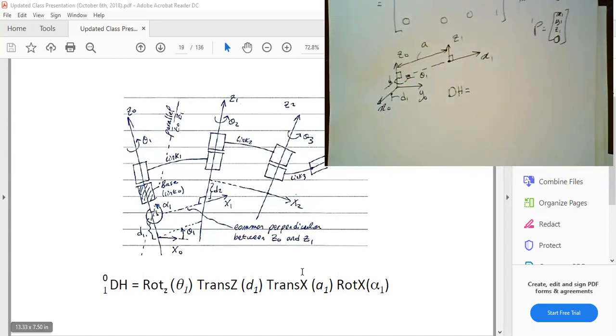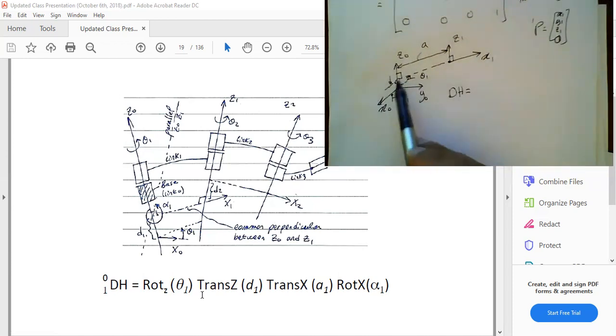So initially you rotate about Z by theta. So now my x0 is pointing along x1. Again, on this figure, the same thing: this is my Z0, this is my Z1. I'm going to rotate about Z, so now my x0 is going to be pointing toward x1. Then I'm going to translate along Z by a distance of D1.